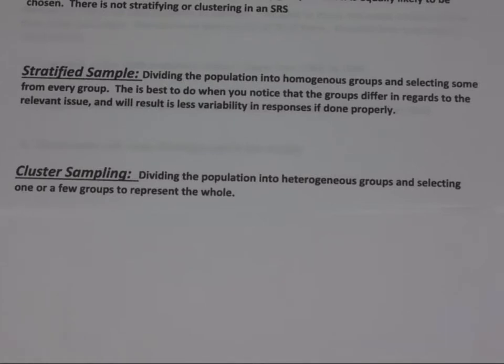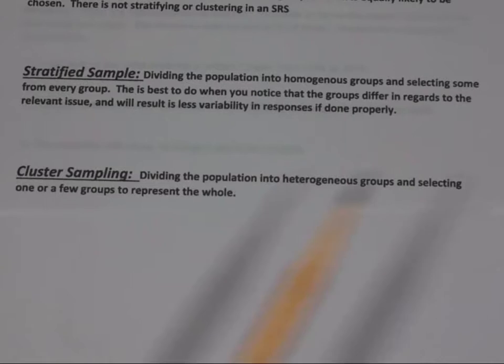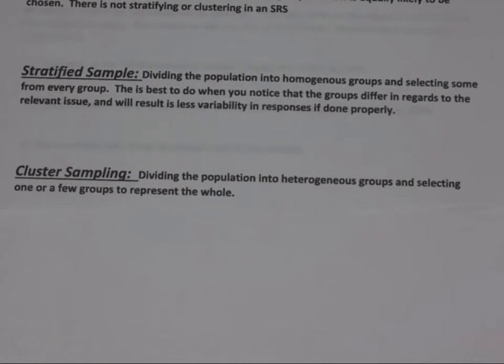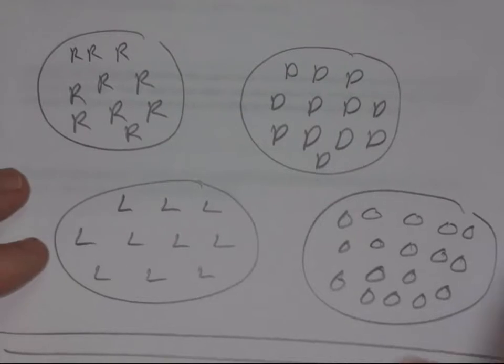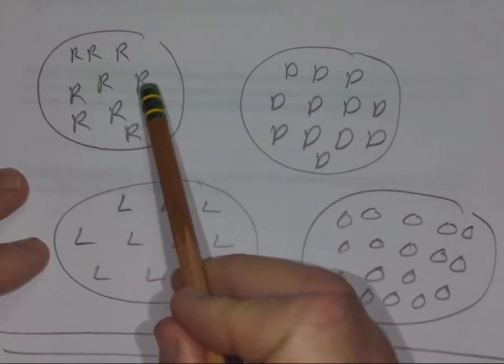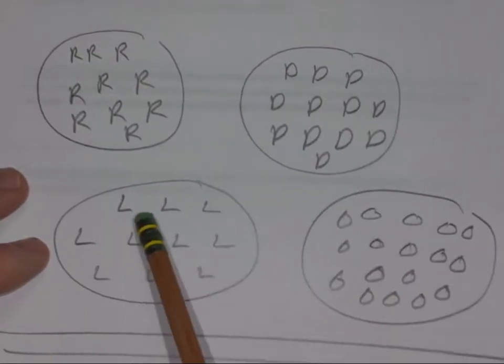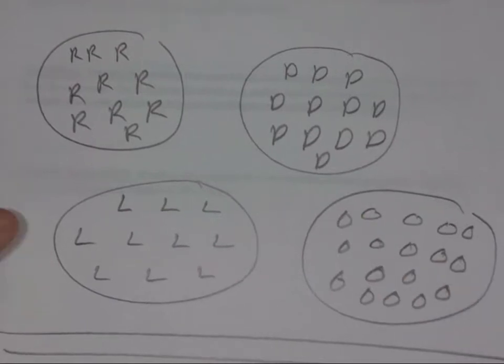Now, understanding the difference between stratified sampling and cluster sampling is something we're going to look at examples of in class. Let's say you have a population, which I'm going to represent, and your population is in groups, and you want to estimate the proportion that are going to vote for a candidate. Your population has groups like this. R stands for Republicans, D stands for Democrats, L stands for Libertarians, and O stands for other. Those are the political groups that have been identified.